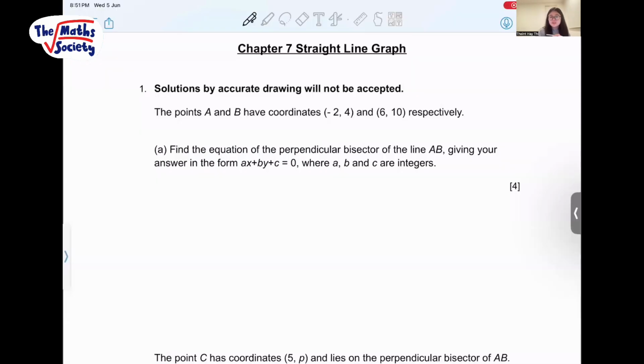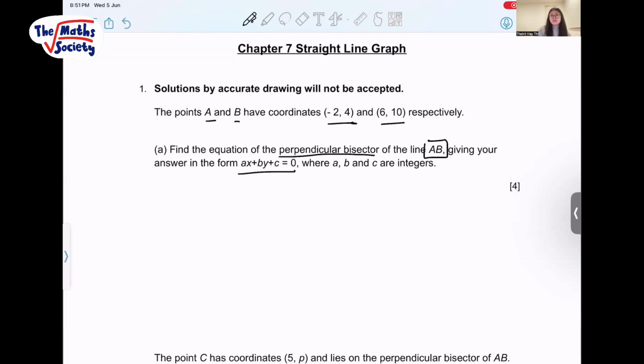Okay, let's start with question 1. Question 1 says that points A and B, they already give you the coordinates, which are (-2, 4) and (6, 10). And you just have to find the equation of the perpendicular bisector of the line AB, giving your answer in this form, with a, b, and c integers.